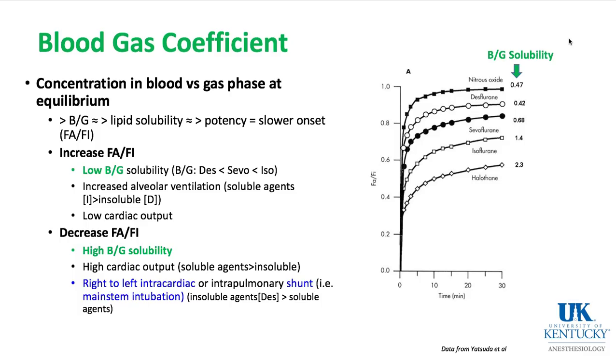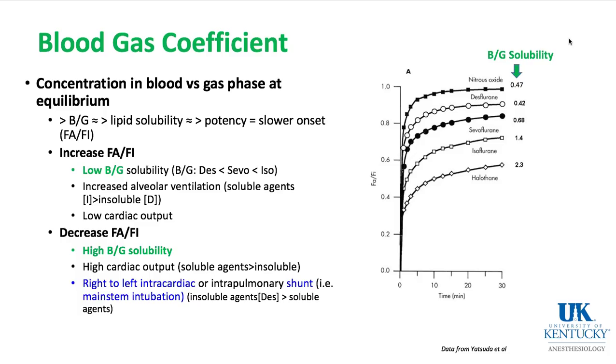The reason why nitrous oxide has a faster FA over FI than does desflurane is because of the concentration effect. That is, if we were delivering 6% nitrous oxide and 6% desflurane, the blood gas solubility of desflurane should make a faster onset because it has lower blood gas solubility. But we don't deliver 6% nitrous oxide, it's usually maybe 60%. And that concentration effect results in a faster onset of nitrous oxide despite its blood gas solubility being slightly higher than desflurane.